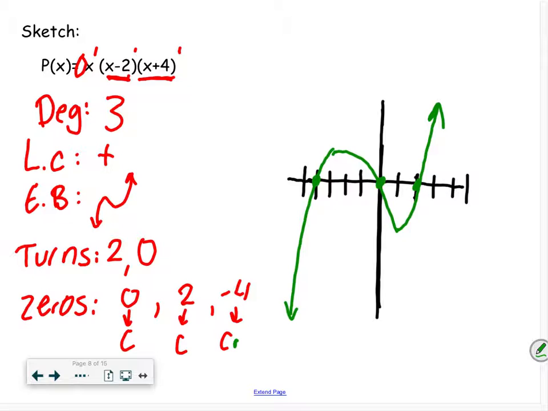I kind of like these. Here are your checks. Did I start down and end up like I'm supposed to? Yes. How many turns did I have? 1, 2. 2. So that's a check. So I must be right.